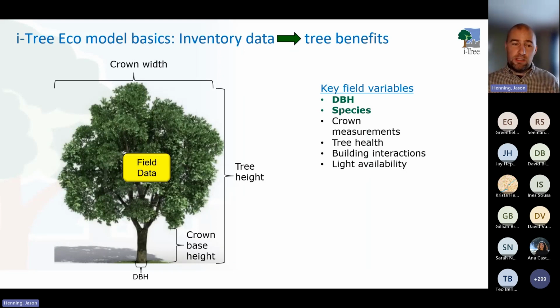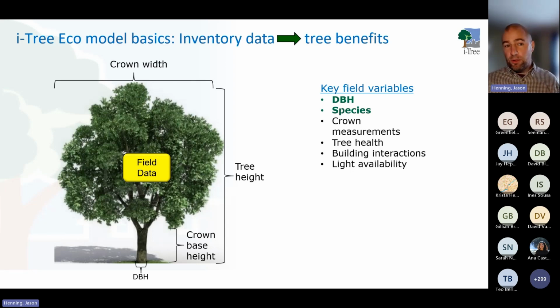They provide more benefits. If you want to estimate energy, we have to know how close you are to a building. A tree out in the middle of a field, really far from any buildings, is not providing a lot of energy effects, helping with heating and cooling. So we have to know how close you are to a building and the direction to that building. So we need some building interaction data.